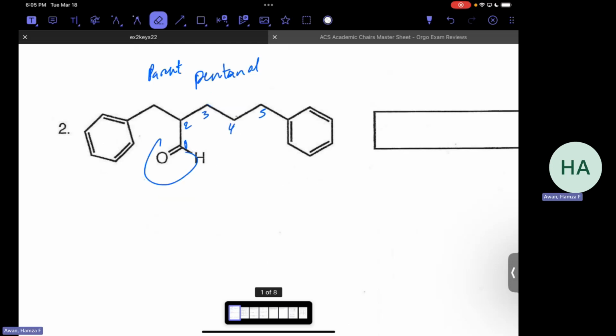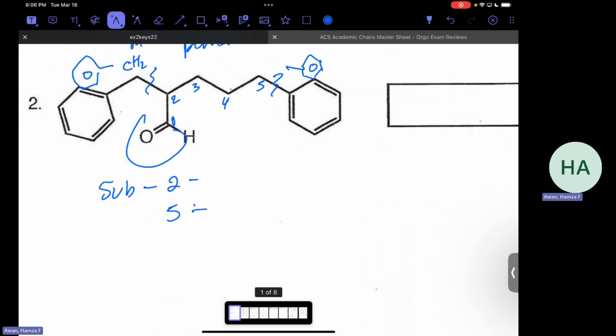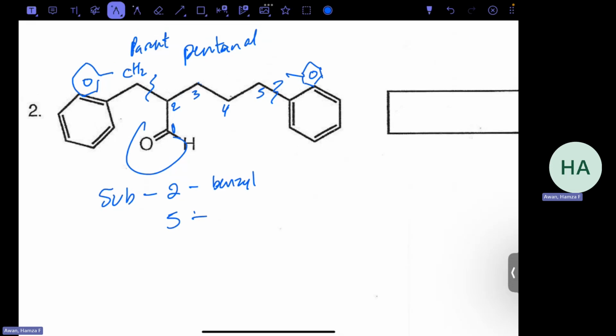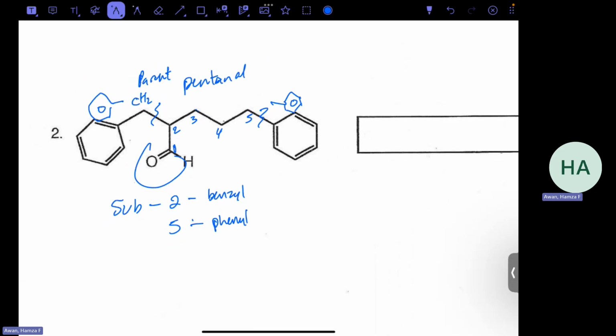So let's start naming our substituents. We have a substituent on carbon 2 and carbon 5, right? They look to be the same groups, but if we cut this from here and this from here, we can see that they're slightly different. One of them has CH2 and then our benzene group, while the other is just a benzene group that is connected. Whenever we have a CH2 benzene group, that is going to be a benzyl substituent, BENZYL. And whenever we have just a benzene group coming off with no CH2, that is going to be a phenyl, right?